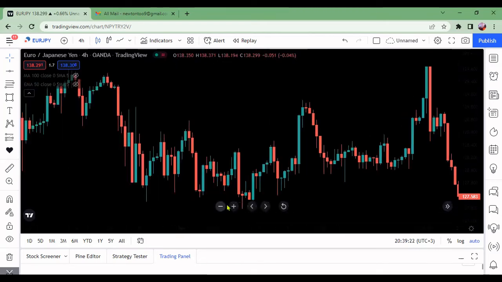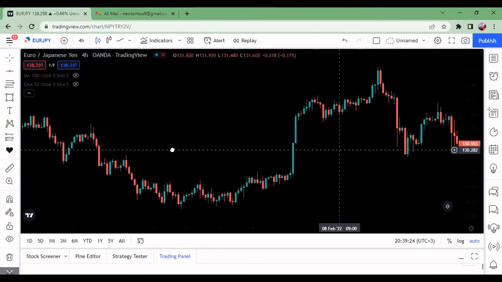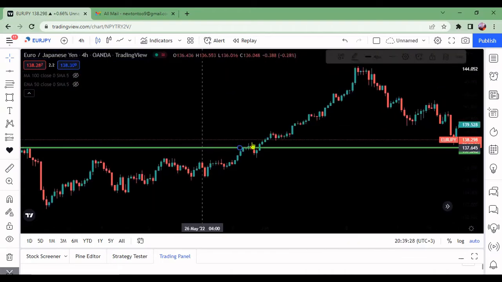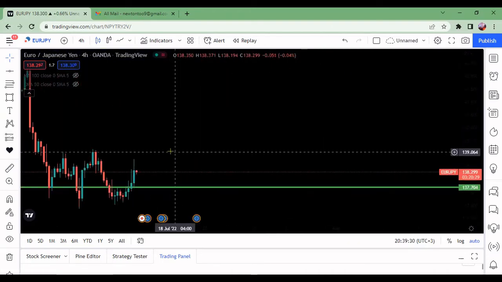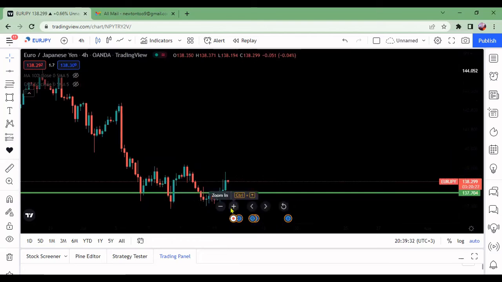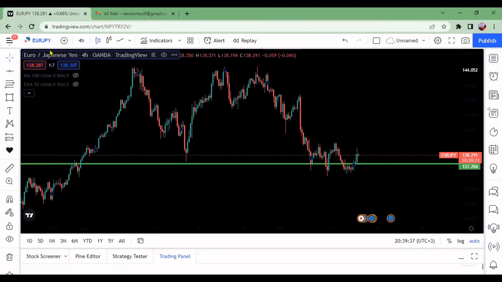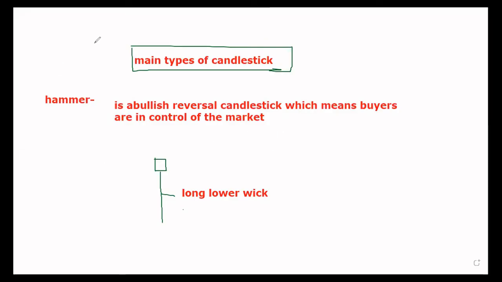Depends on you. So that is called a hammer. It means the market is being controlled by buyers, so you should wait for the right time and buy that market. The other type of candlestick pattern is called a shooting star.